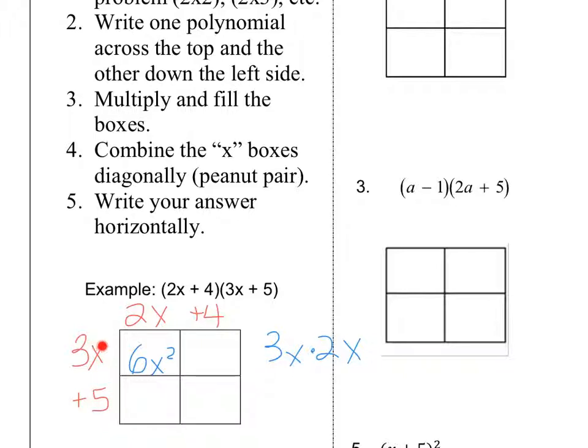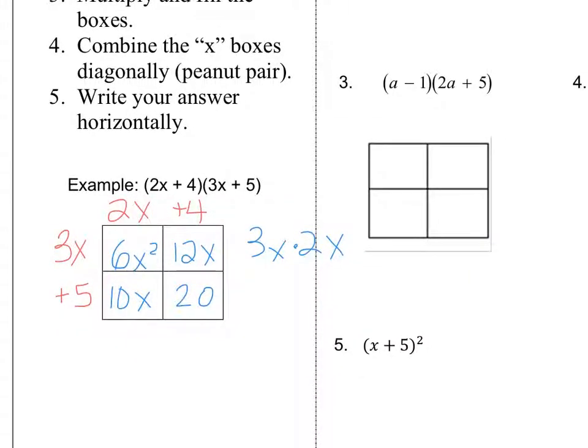Okay, next I've got 3x. I'm going to go to this box, so it's times 4. So 3x times 4 would be 12x. Next I want to go to this box, so it's 5 times 2x. So 2x times 5 is 10x. And then my very last box right here is going to be 5 times 4, which is 20. Okay, so now I have multiplied and filled in the boxes. That would be step 3. Now I'm going to move this up a little bit.